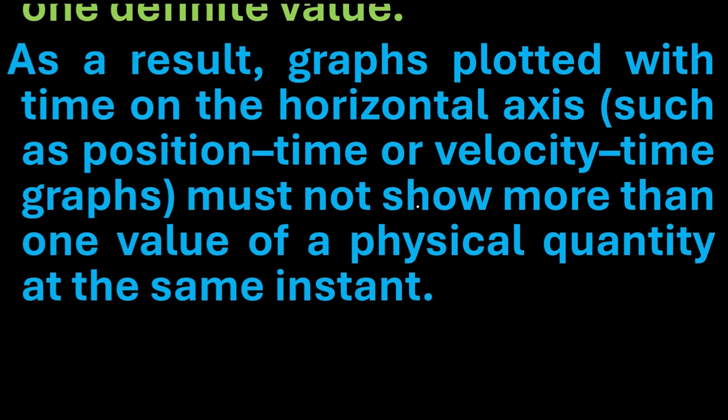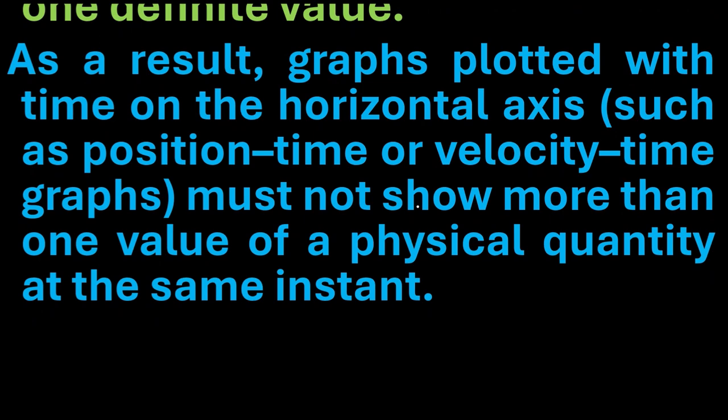As a result, the graphs plotted with time on the horizontal axis, such as position-time or velocity-time graphs, must not show more than one value of a physical quantity at the same instant. I'm trying to take you through the problem alone, which is why all the definitions are merging back to the graph. The first paragraph had a reference to phase because the option here had a phase in it. The second paragraph is about only one definite value, because the whole question is about finding which graph satisfies that condition.